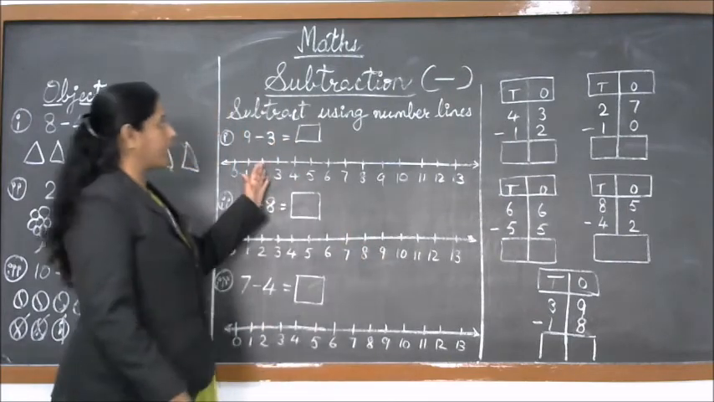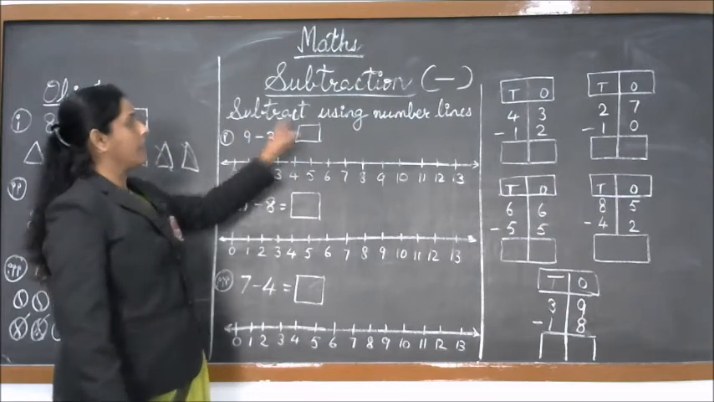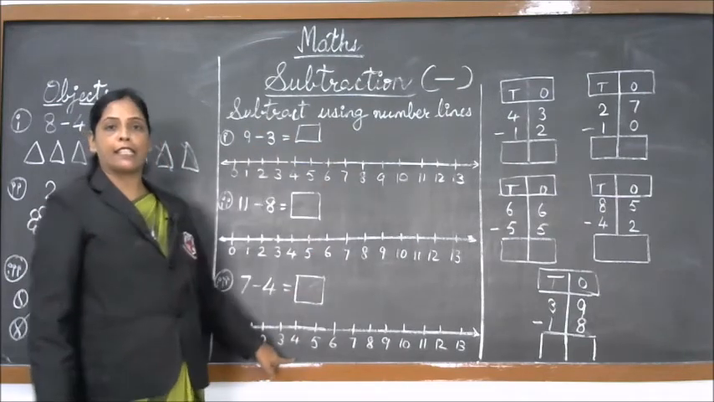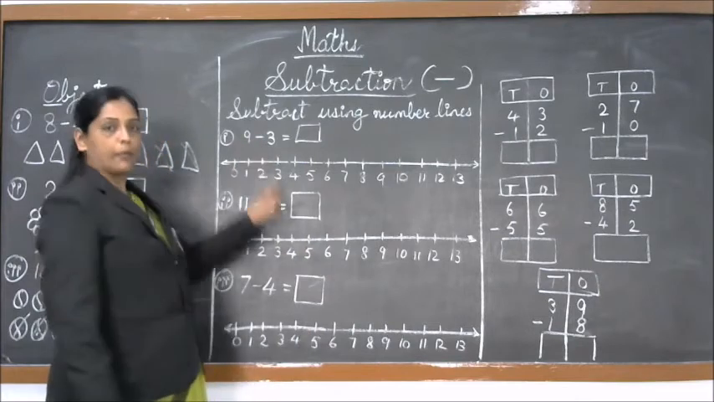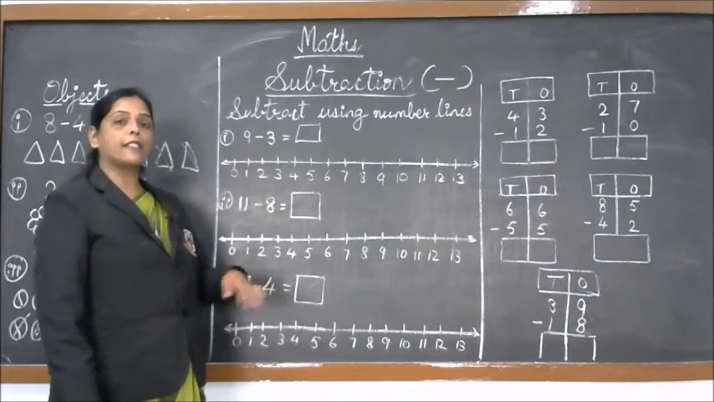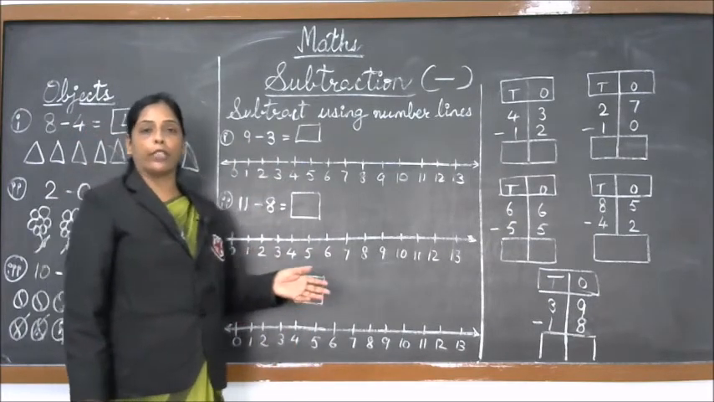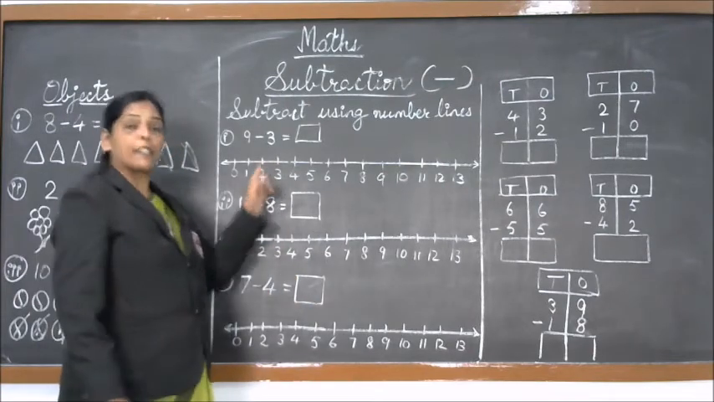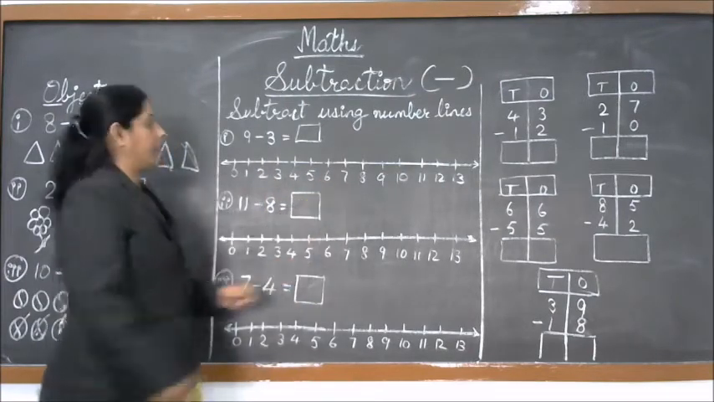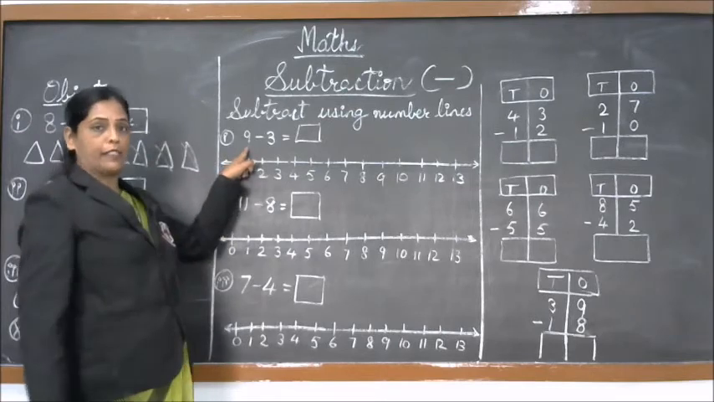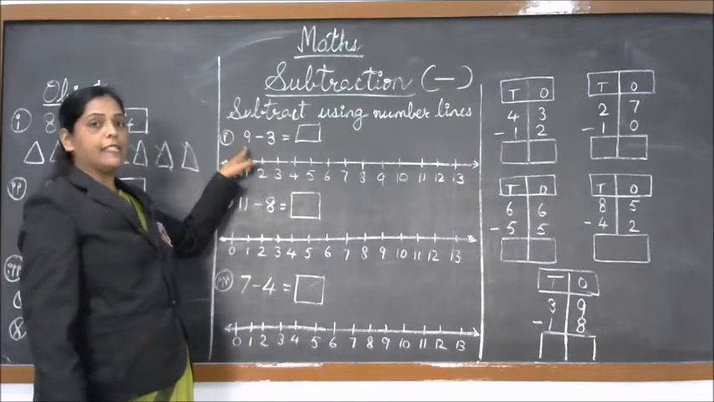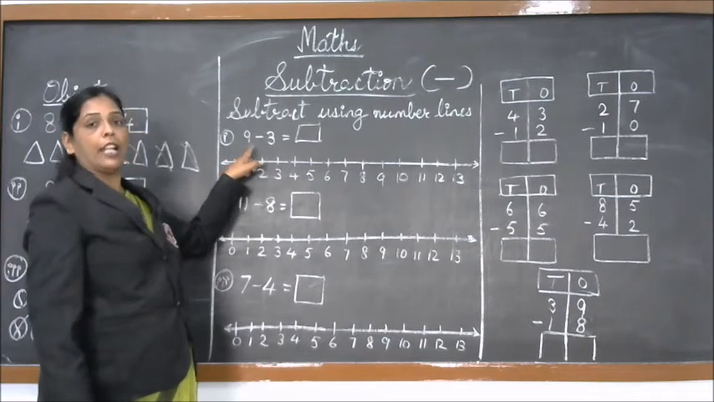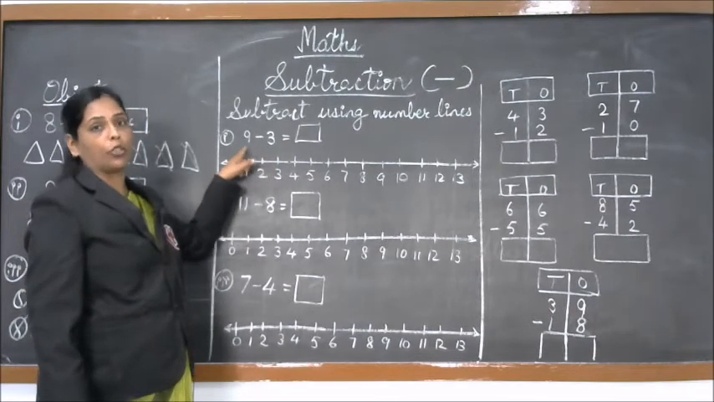Now come to the next portion, which is the number lines. What are these? It is the number line and the sums are given to you here. Let us see what we have to do in the sum, how we have to subtract using the number lines here. Now the first sum is 9 minus 3. Again the bigger number is written here and we have to deduct 3 out of 9.